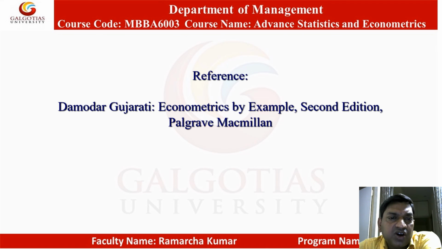And the reference for all this is the book Econometrics by Example, 2nd edition. Publisher is Palgrave Macmillan and author is Damodar Gujarati.